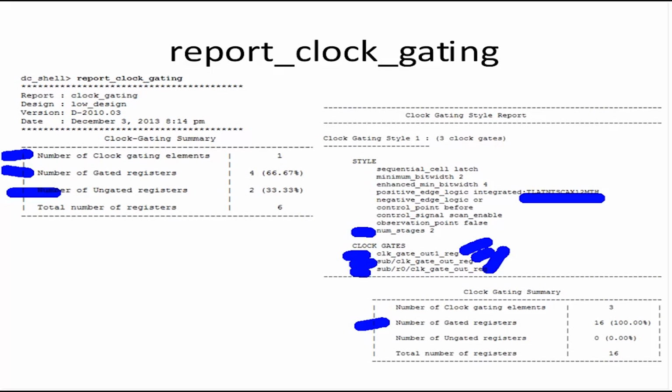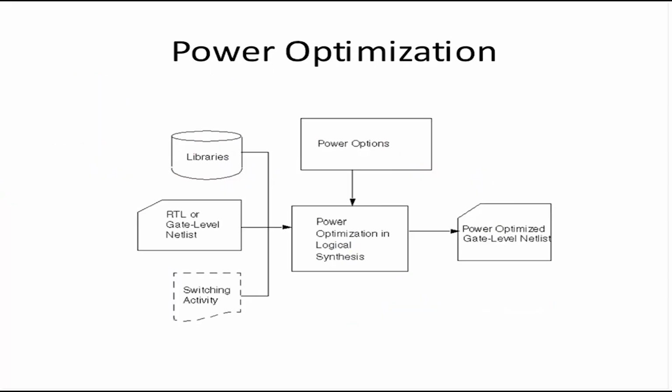In the lab, we'll also see report_clock_gating. We'll use compile_ultra -gate_clock. We'll also look at the netlist and look at the clock gating structure. It will become much clearer then. If it's not clear now, you should also try this in the lab.